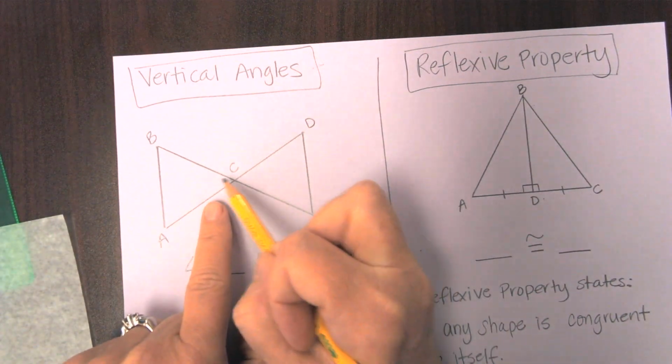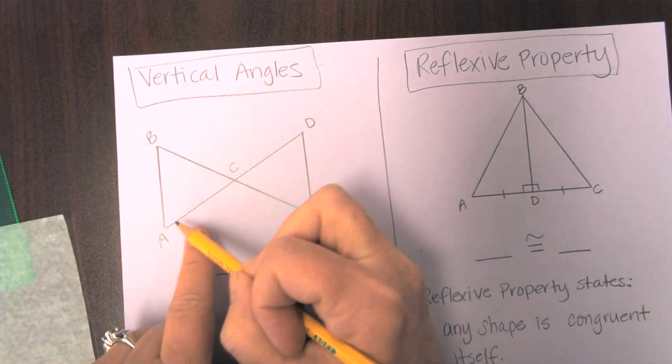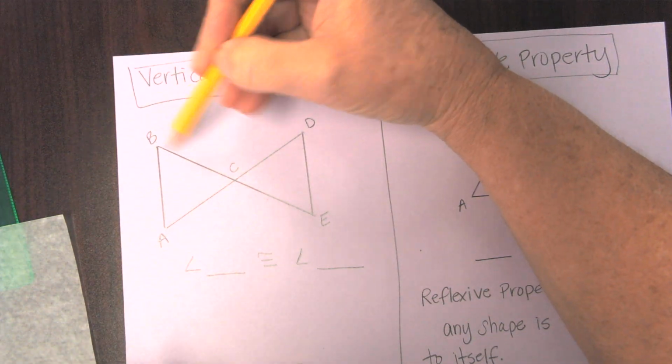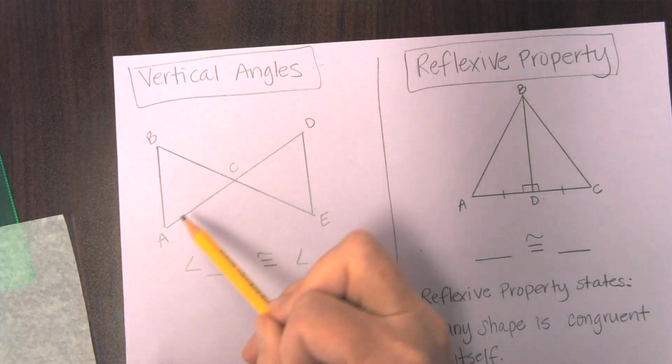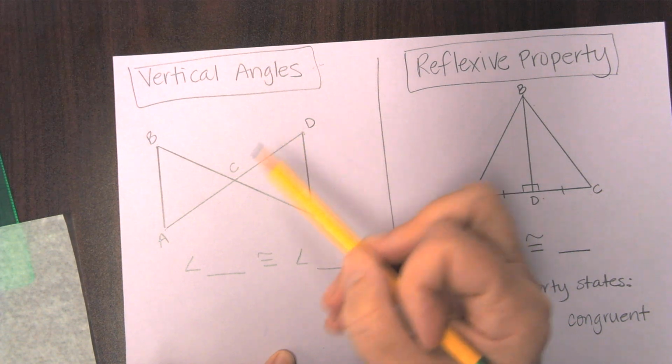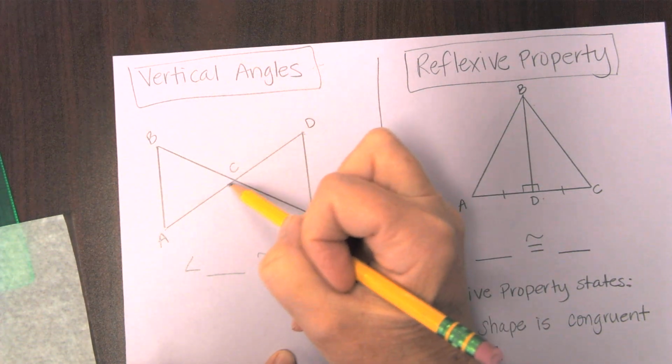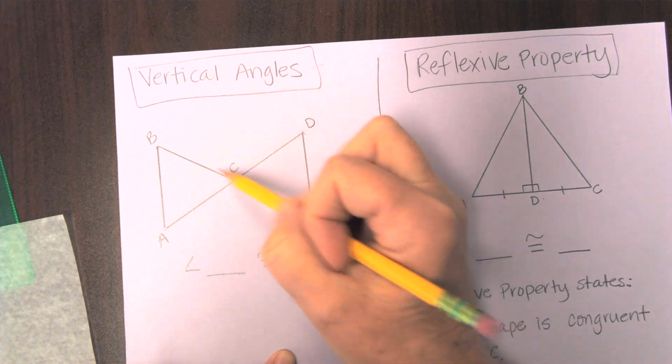Vertical angles are two angles that have been created by the intersection of two line segments. Notice that BE intersects with AD, and by doing so, it creates almost like a V. That's how I remember vertical angles: they make those V's.